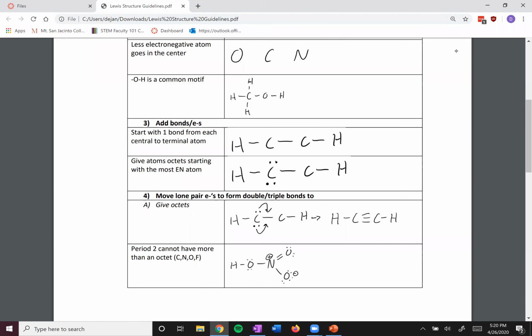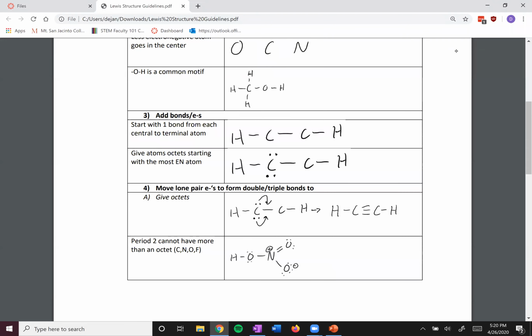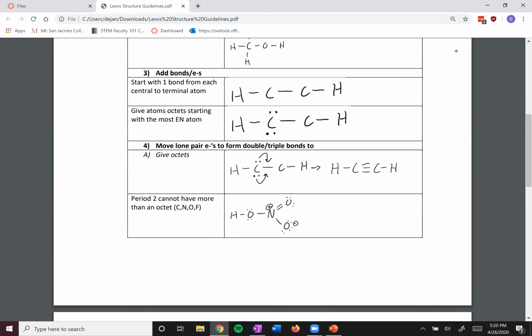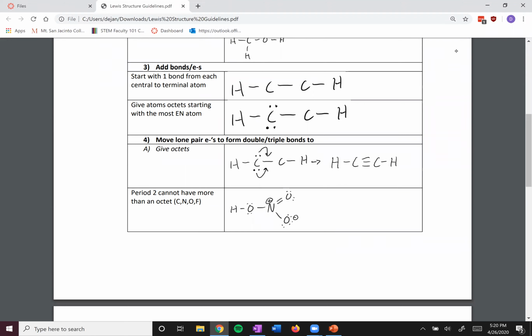After you draw the correct skeletal structure, you want to add your bonds, one bond to everything, and then give atoms octets, starting with the more electronegative thing. After that, you want to move your electron pairs to fill out any octets.